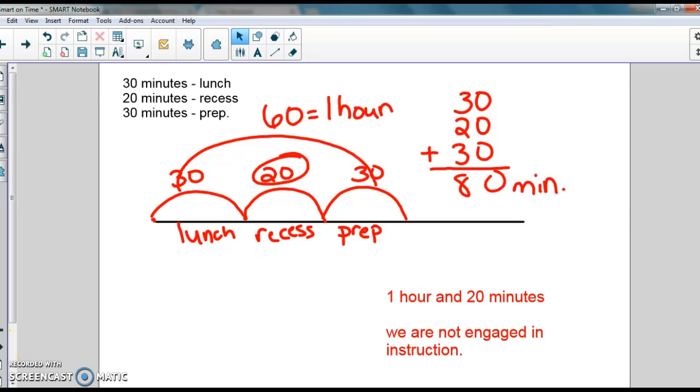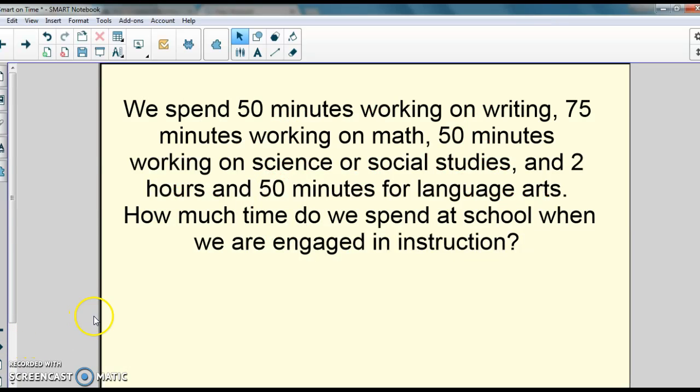Let's go on to a different problem. We spend 50 minutes working on writing, 75 minutes working on math, 50 minutes working on science or social studies, and 2 hours and 50 minutes for language arts. How much time do we spend at school when we are engaged in instruction?